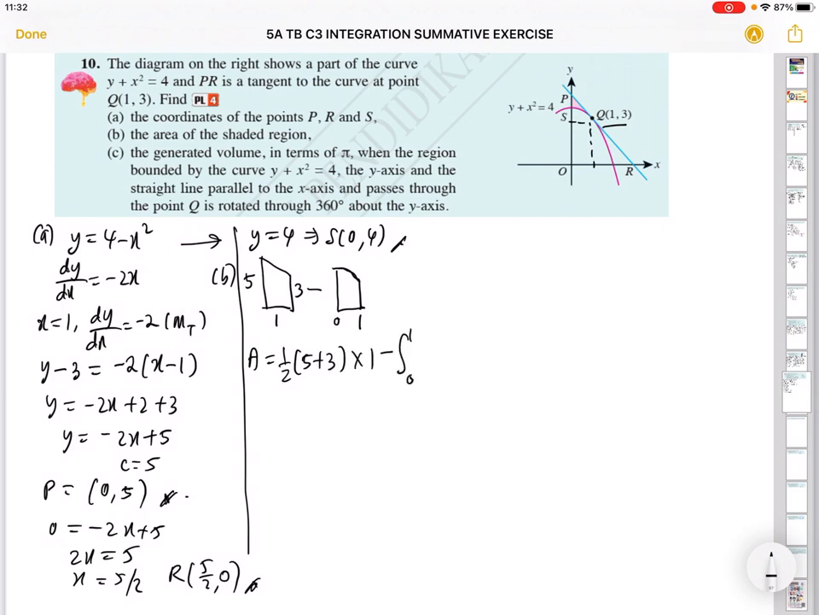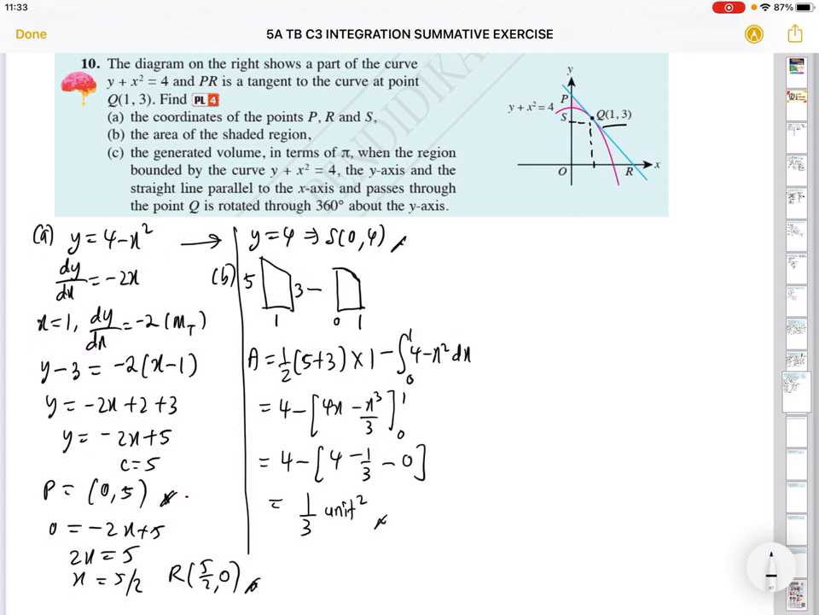So when I integrate this, I get 4x minus x cubed over 3. Lower limit 0, upper limit 1. Let's put 1 inside. Get 4, this is 1 over 3. This will be 0. Answer is just 1 over 3. 4 minus 4, 0. Negative, negative 1 over 3 is just positive 1 over 3. So this is your area.